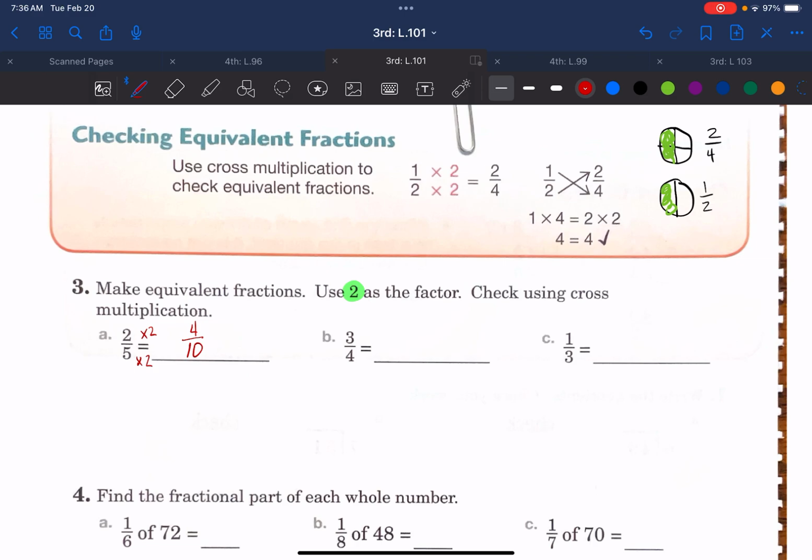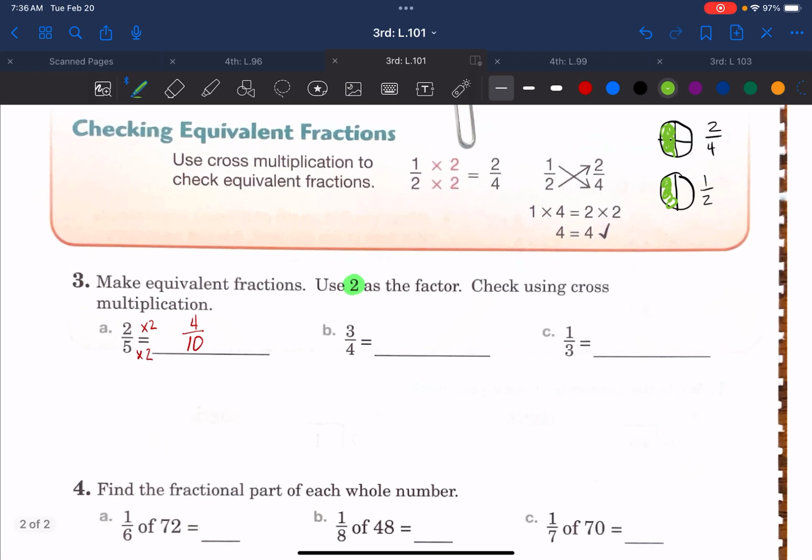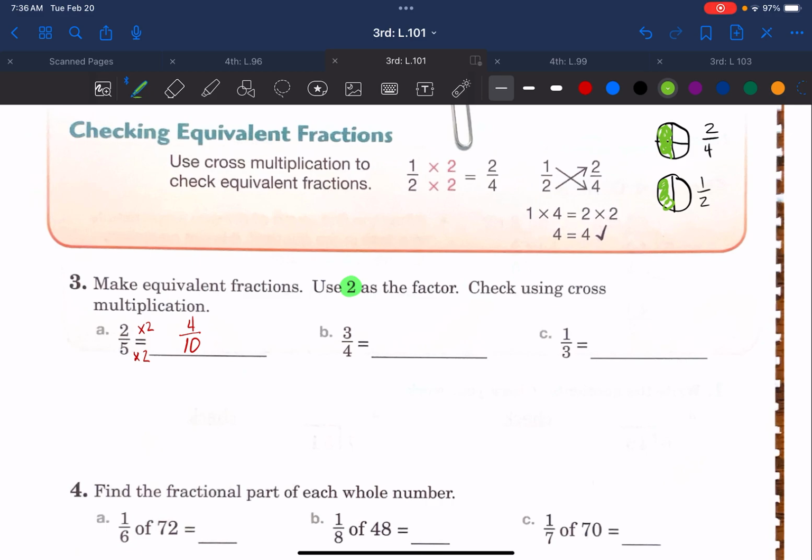Now, we're going to check that using cross multiplication. So you use the space down below. So you're going to write your 2 fractions. You're going to say 2/5 and 4/10 side by side. When we say cross multiplication, we literally cross over. Okay, so my 2, I'm going to do 2 times 10 equals, and then I'm going to make an X and cross over and say 5 times 4 equals.